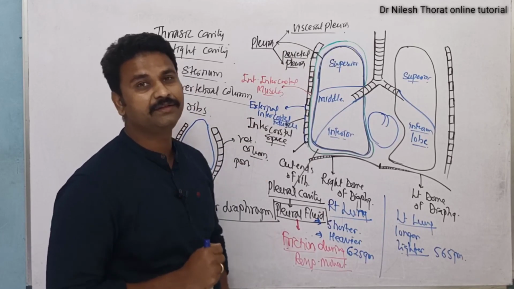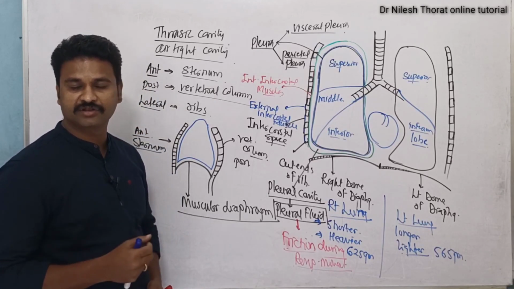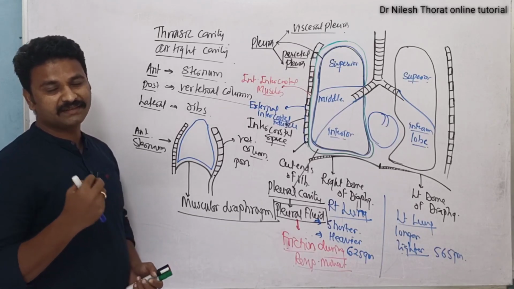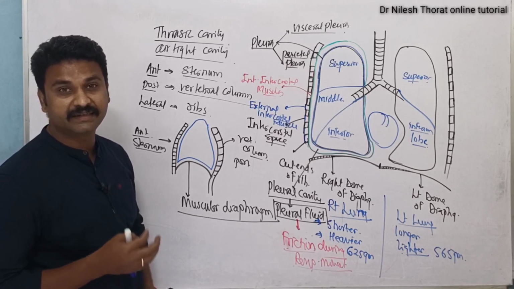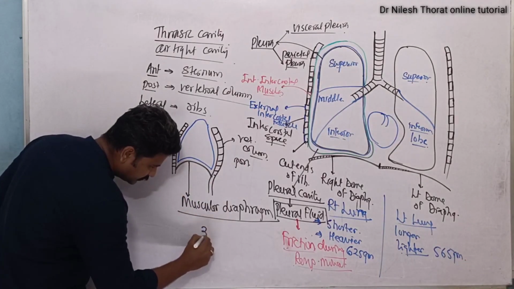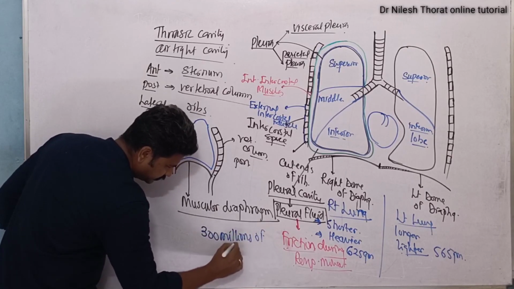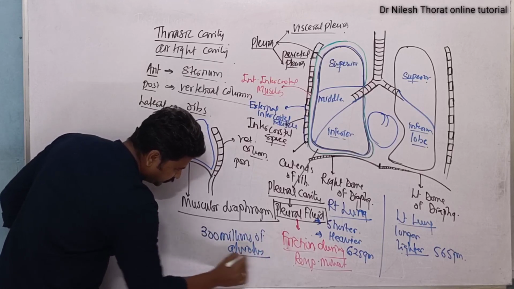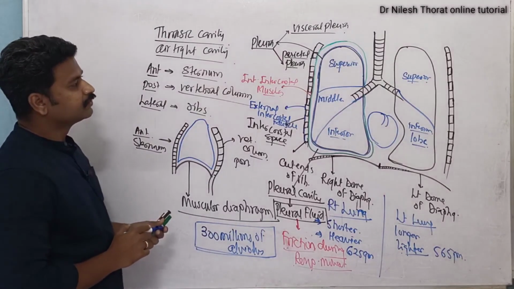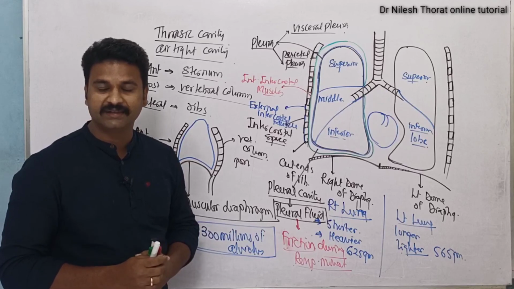Now the structural unit of the lung is called the alveolus. Alveoli are the structural and functional unit of the lung. The estimated number of alveoli present in the human lung is 300 million. So in human lungs we have 300 million alveoli, which are the structural and functional unit of the lungs. So this is everything regarding the anatomy of the thoracic cavity and the lungs.